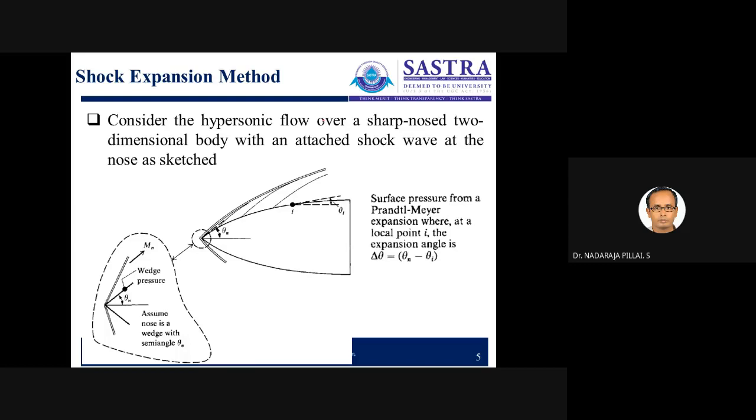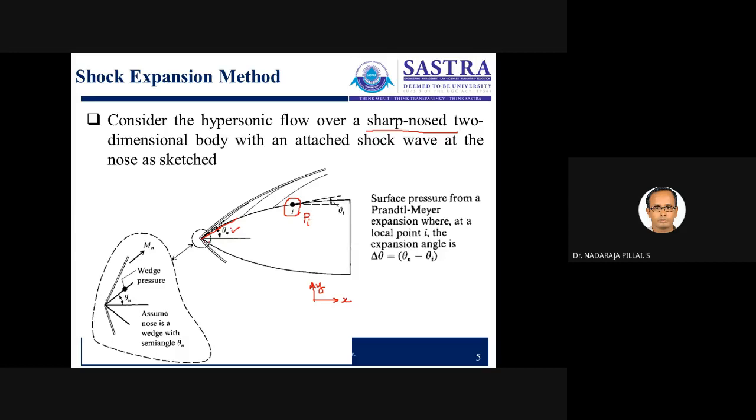Let us consider a hypersonic flow over a sharp-nosed body. Let us assume that it is a two-dimensional body. Here, this nose angle is considered as theta n. Our ultimate goal is to calculate the parameters at a point, say we are interested in calculating the pressure at that point.